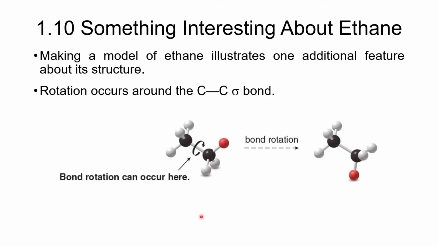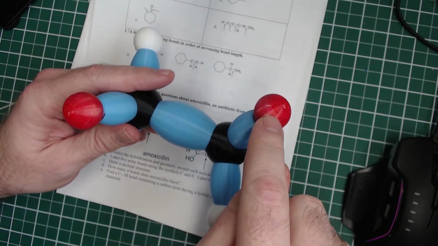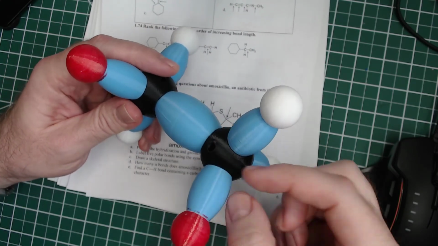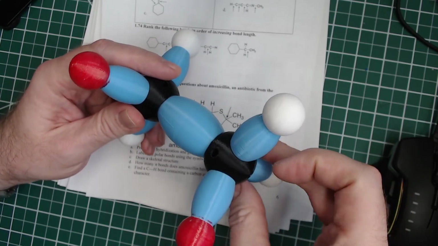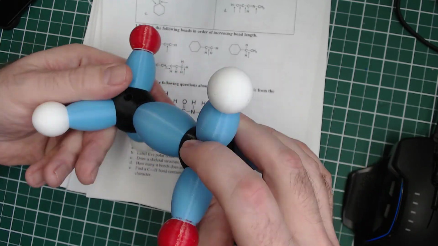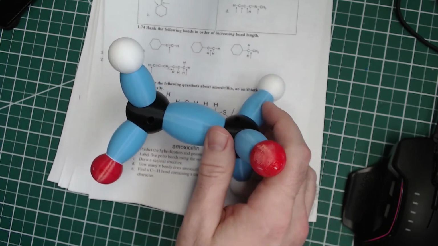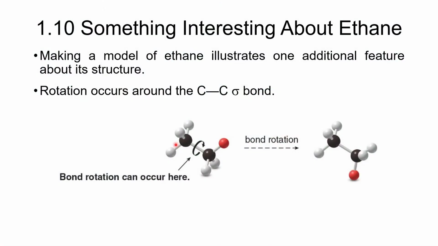And so that means that the atoms on this carbon are not locked in orientation to the atoms on that carbon. Here on my models, I've got one where I have just painted hydrogen atoms, and you can see that you can rotate about the carbon-carbon sigma bond. So you can see that they are not locked into position. There's free rotation about that bond, and that's an important characteristic of ethane.